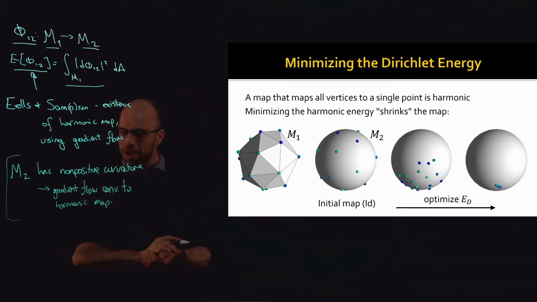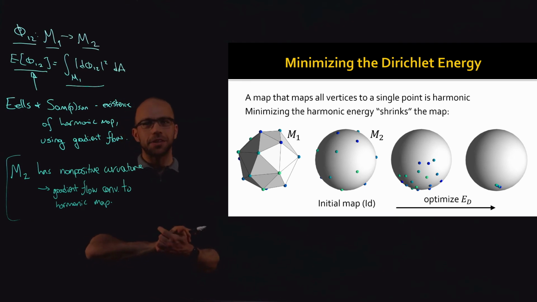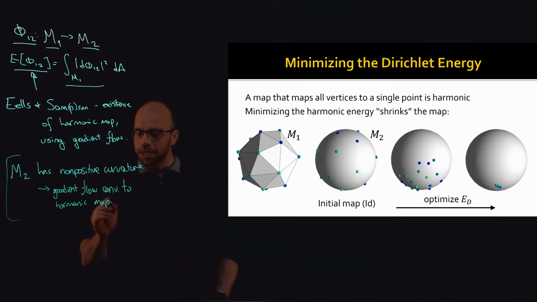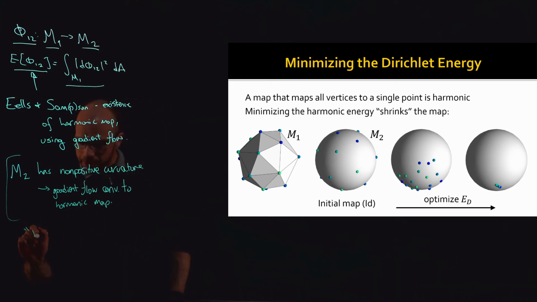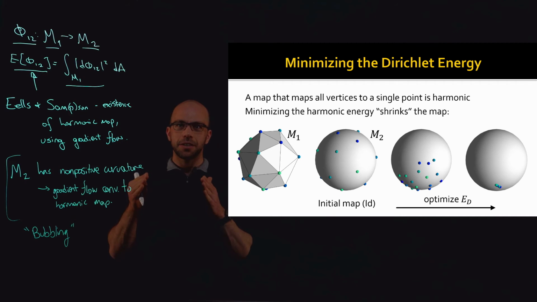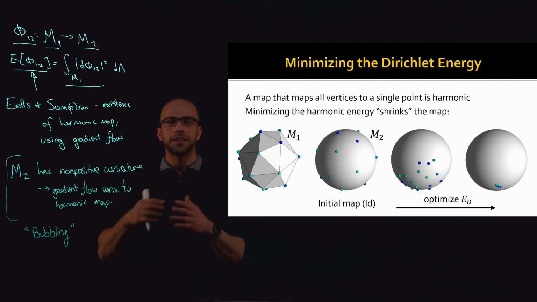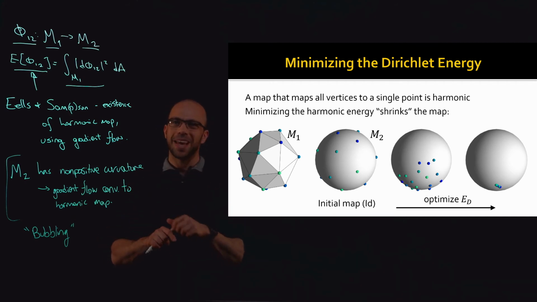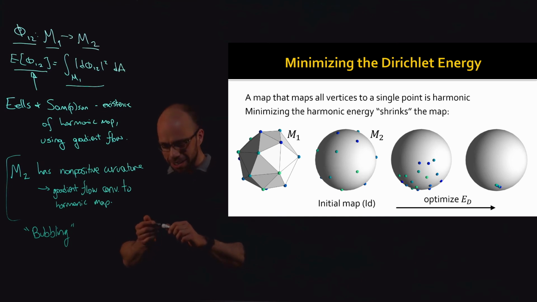Unfortunately, when M2 has positive curvature, even just in some isolated place, things can go wrong. In particular, you can end up with an artifact known as bubbling, where essentially now the mapping can develop singularities. So as I do my gradient flow on this Dirichlet energy, things can bunch up and cause singular points and all kinds of yucky things.